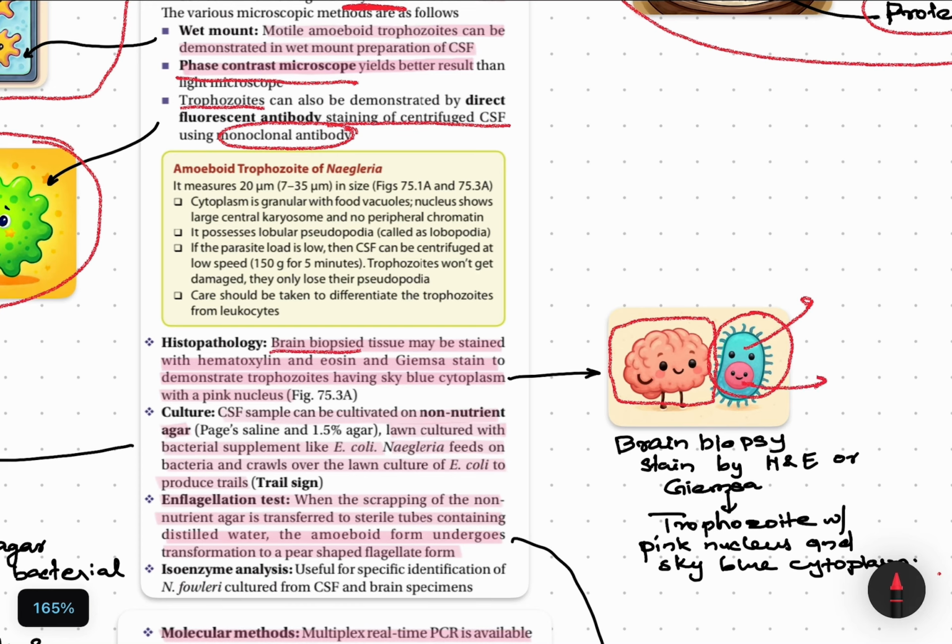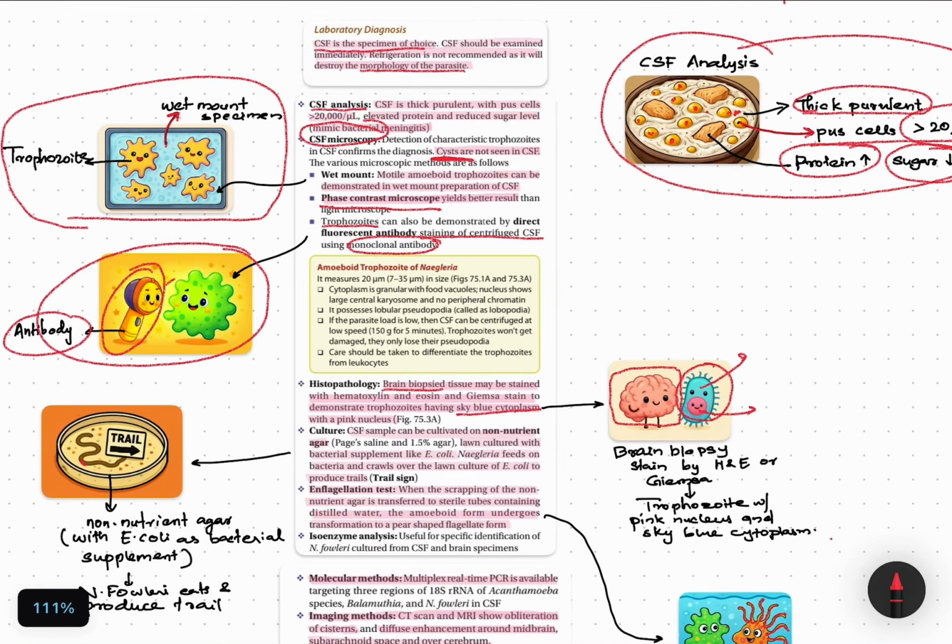When you do histopathology, you need a brain biopsy. You're going to stain it with H&E or Giemsa stain. You will find a trophozoite that has light sky blue colored cytoplasm with a pink nucleus. So we have studied 4 tricks till now. I'm moving on to the next.